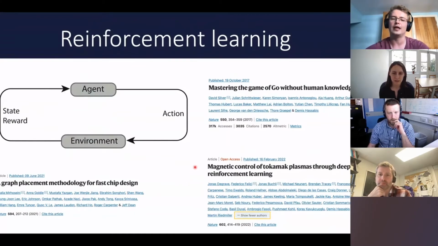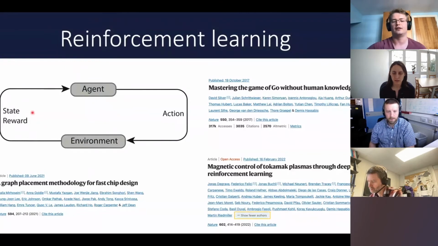And the reason we say this is model free is because it learns based on experience. So it doesn't need to understand the mechanism of the environment that it's interacting with. It just learns by observing these states and rewards and the effect of its actions, if that makes sense.